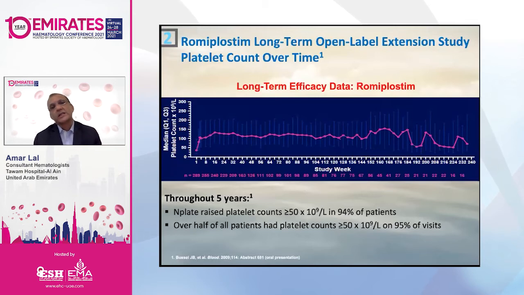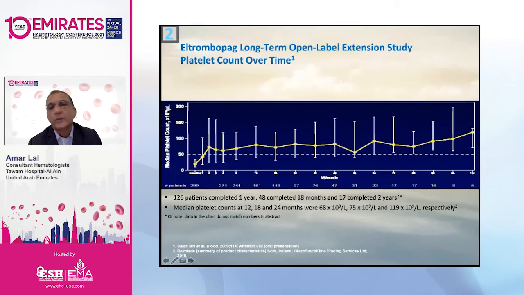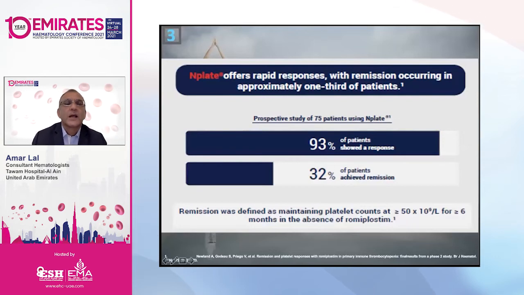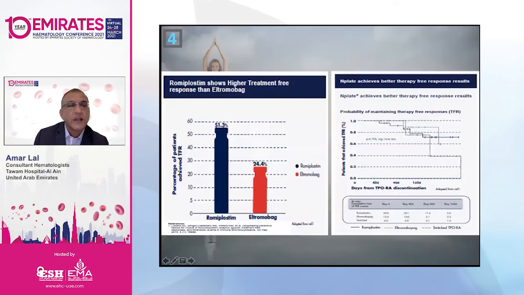Efficacy. Over the 8-year data, you can see romiplostim efficacy data is very durable, with platelet counts of more than 50,000 to more than 100,000. And avatrombopag has 4-year data, also indicating durability. We have seen eltrombopag offers rapid response, and the interesting thing is remission occurring in one third of patients, about 32% remission. It's very huge. And more data is emerging on what we call treatment-free response, TFR. Romiplostim has seen 51% as compared to the other, which is 24%.